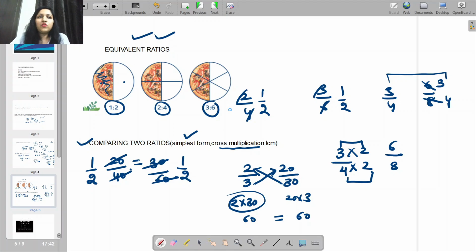अगर मैं इसे सिंपलेस्ट फॉर्म से करती तब भी आंसर सेम आता. 20/30, 0 0 कैंसिल, ये भी 2/3 है. सो दीज आर जस्ट डिफरेंट मेथड.